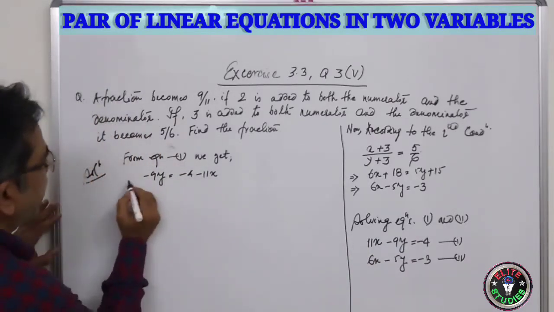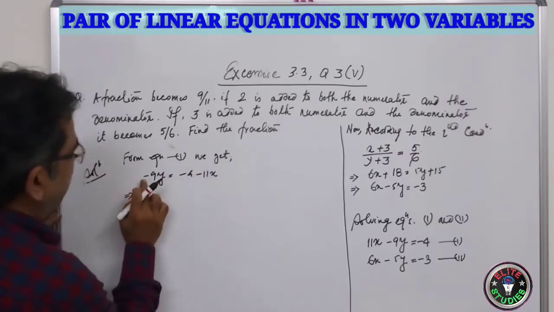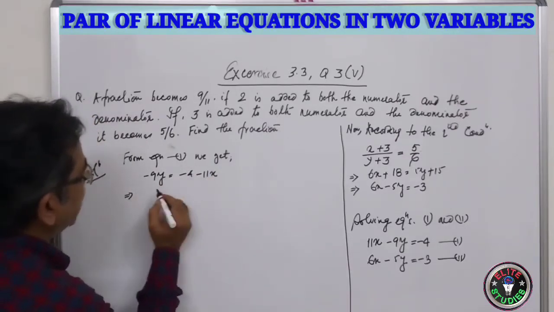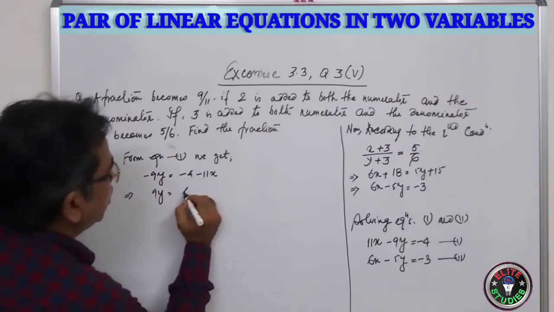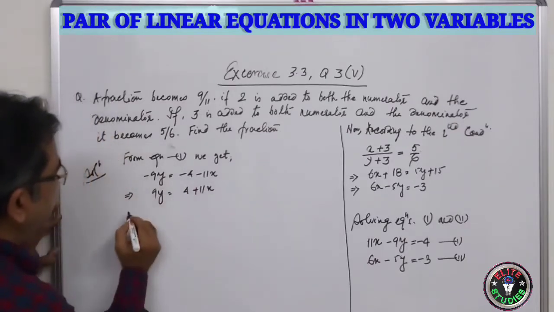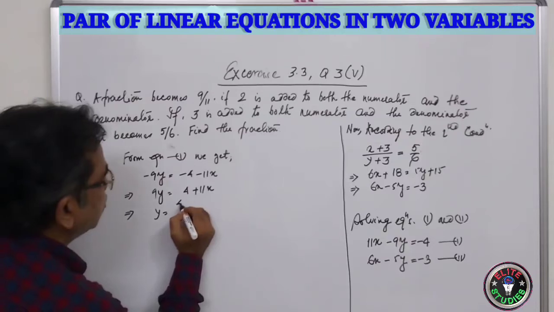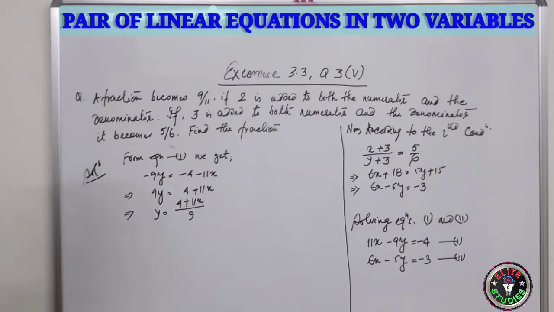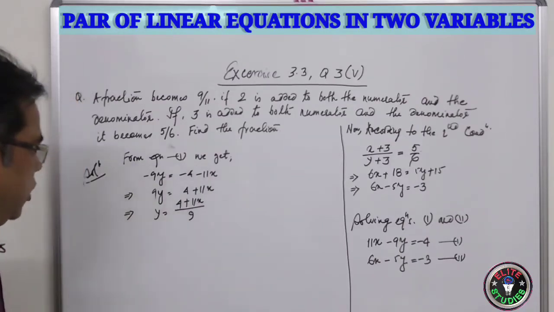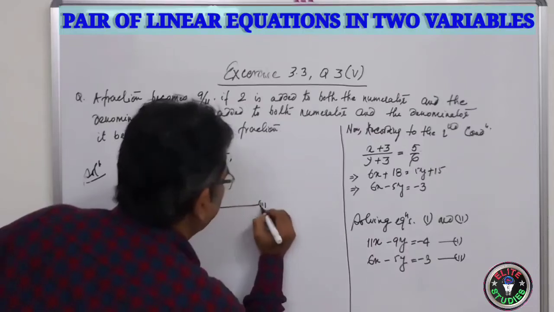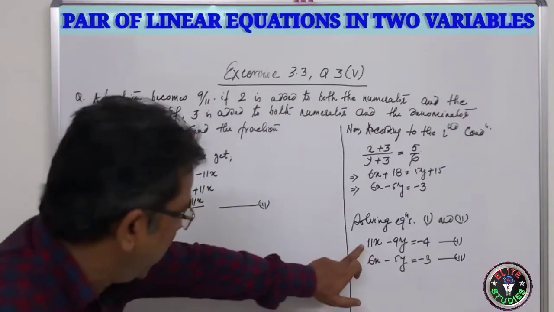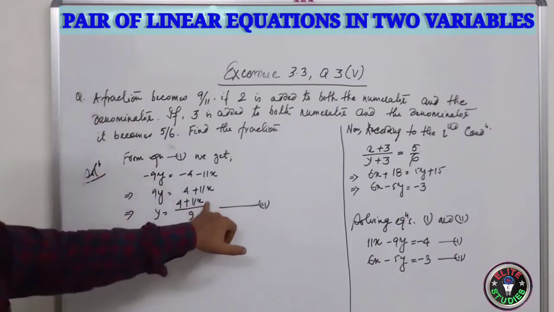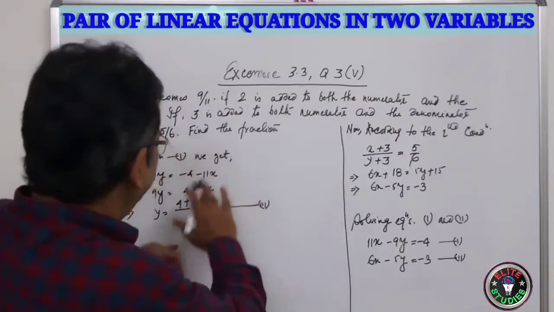Now here, to simplify, you remove this minus sign, so multiply both sides by minus 1. And what will happen? So it will become 9y is equal to 4 plus 11x. So it implies y is equal to (4 plus 11x) by 9. So now this is equation 3. What we have done? From equation 1 we have expressed y in terms of x.